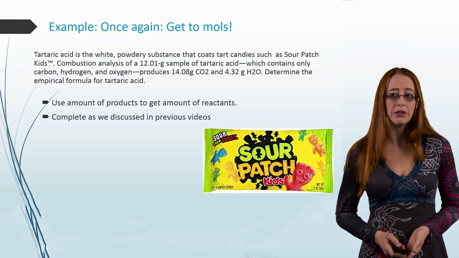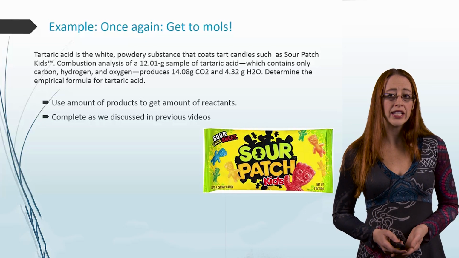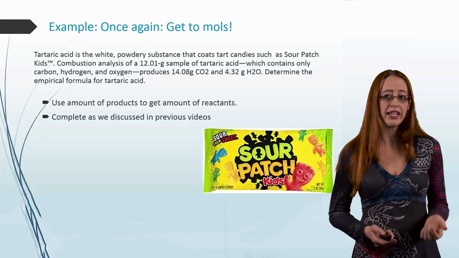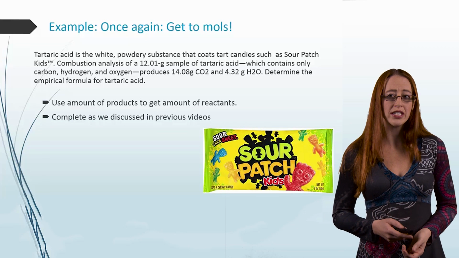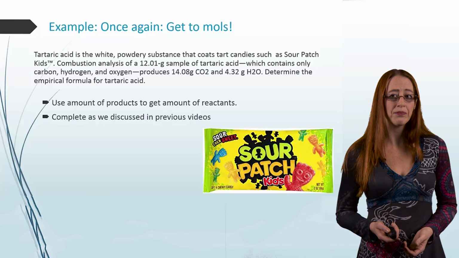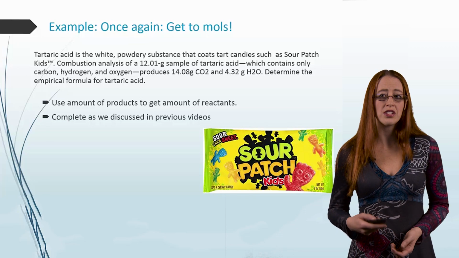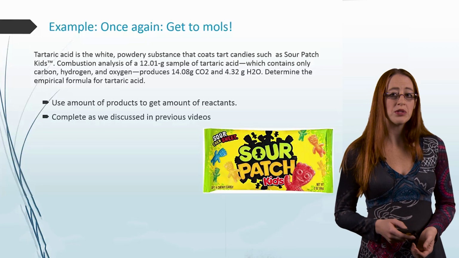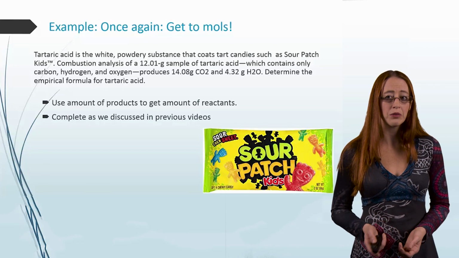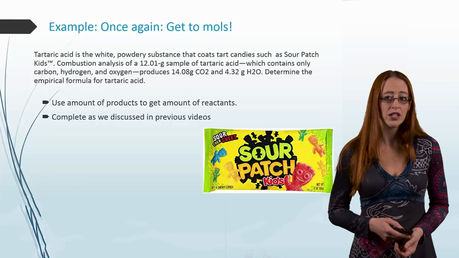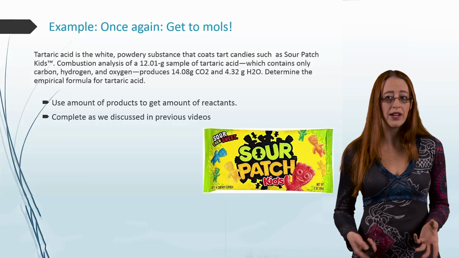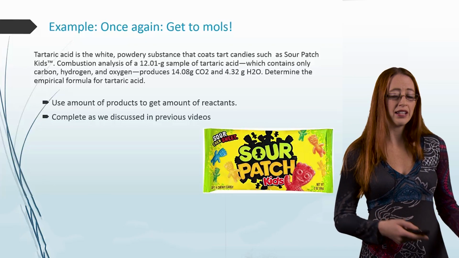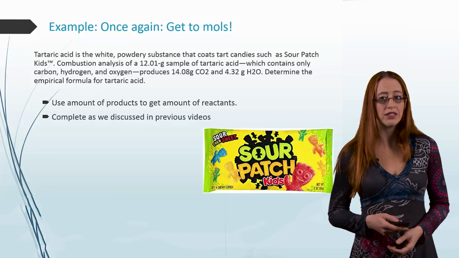So let's start in on our example. Here we're going to take tartaric acid, which is the white powdery substance that kind of coats a lot of the sour gummy candies, in this case Sour Patch Kids, and we're going to combust a certain amount of it. And then we're going to see how much of each substance we have, how much carbon, how much hydrogen, and how much oxygen, and we're going to use that to solve for an empirical formula, and then we're going to use that to solve for a molecular formula. So our eventual goal here is to find the molecular formula of the tartaric acid. And we're going to do that in a similar manner to what I walked through in the very generic reaction.